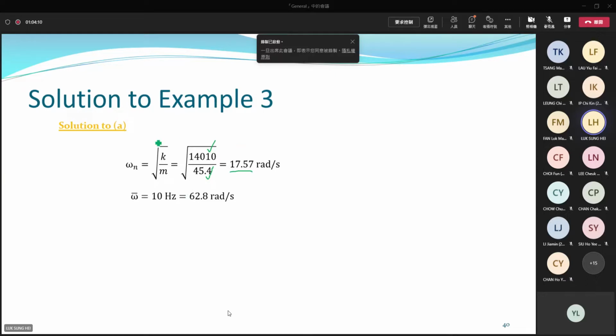When you use this equation, the unit is automatically radian per second. In the given problem, the exciting frequency, omega bar, is 10 Hertz. So we have to change the value to radian per second. Okay? How to change the value from Hertz to radian per second? Multiply by 2 pi.